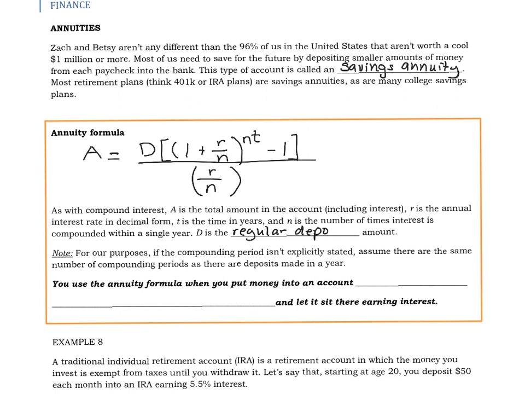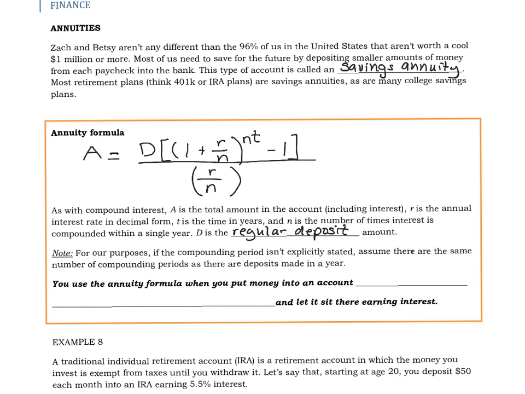I don't know if it's going to be monthly, yearly, the problem will state. For our purposes, if the compounding period isn't explicitly stated, assume there are the same number of compounding periods as there are deposits made in a year.